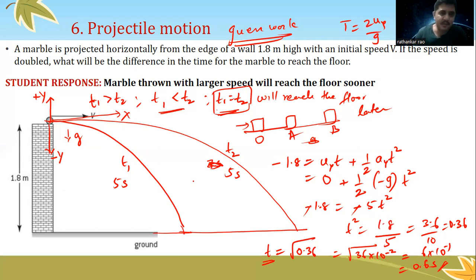But what differs? If I double the velocity or triple the velocity, what can happen? If I increase the velocity, the particle will fall farther away. The distance moved by the particle along the x-axis will increase, while the time taken to fall will always remain constant. It does not change.